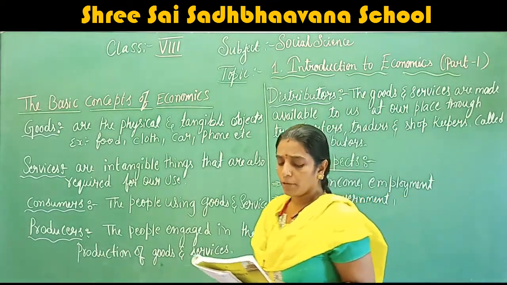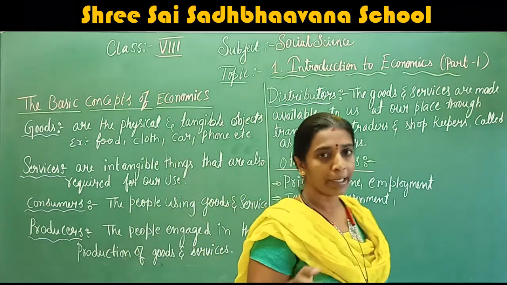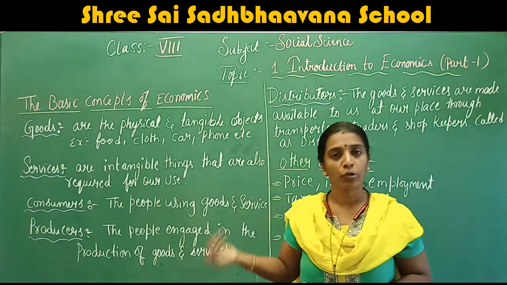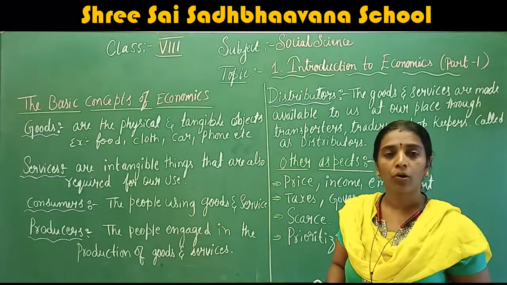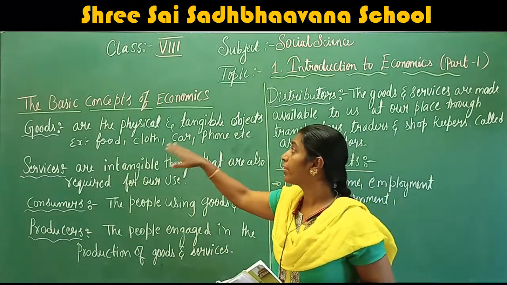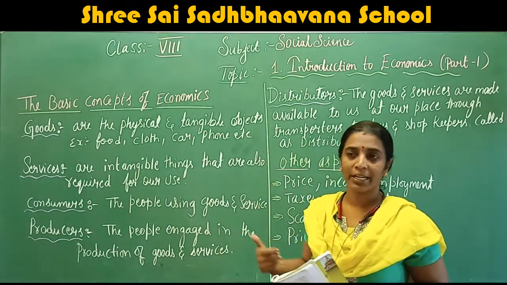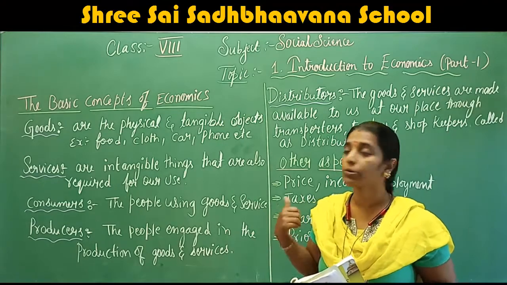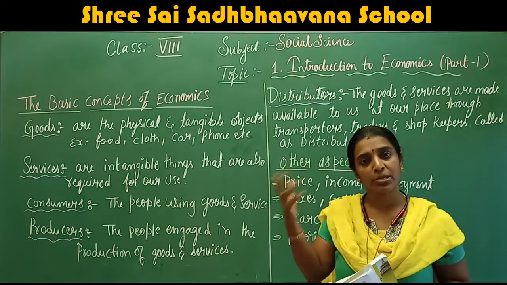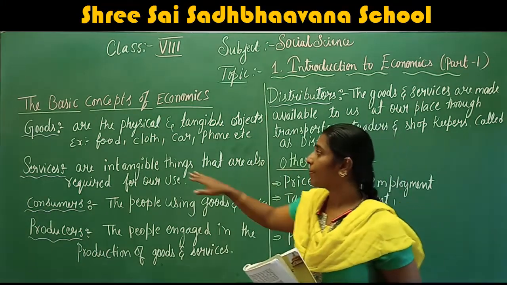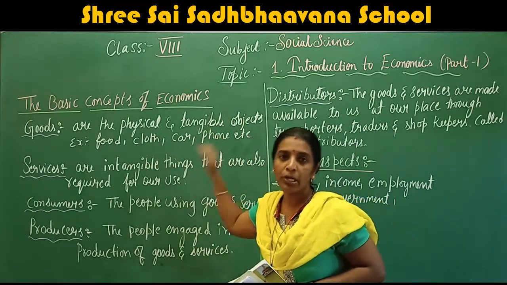Children, we use various things in our life, right? From early morning till we go to sleep, we use many things. And these are called goods. So goods are the physical and tangible objects, visible and touchable objects. Example: food, cloth, car, phone, etc. These all come under goods.